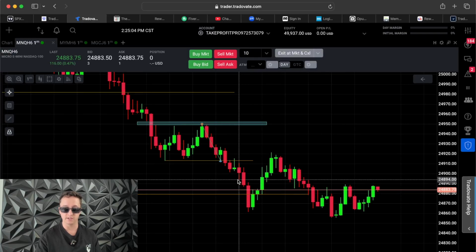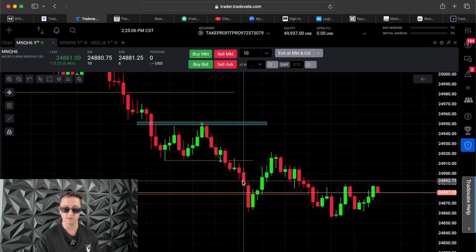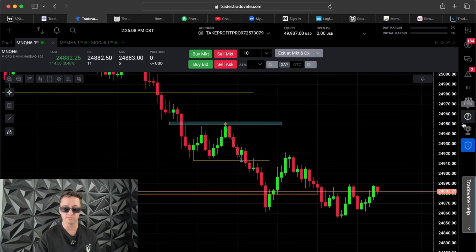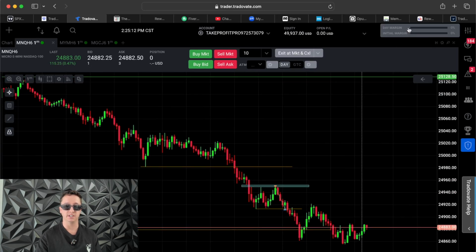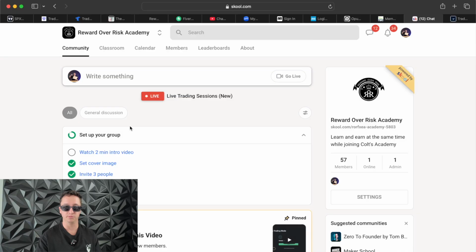There was a fair value gap. Nope, this is too small right here. This little imbalance is way too small to be a fair value gap. But guys, very clean trade today. That's what you guys overall should be looking for.